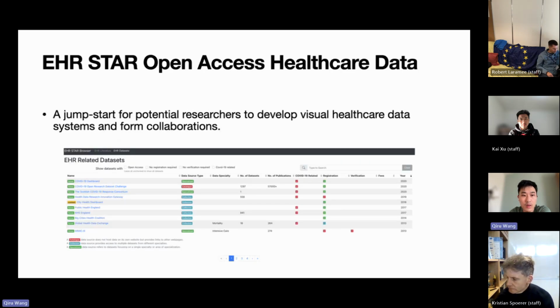And for the mini survey, because we saw a challenge in acquiring EHR data, we conducted a mini survey of open access healthcare data. Finding those data is very time consuming and extremely challenging. So we hope this data survey provides a starting point for potential researchers to begin their development of visual healthcare data systems and form potential collaborations.